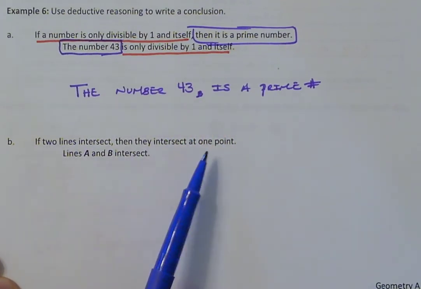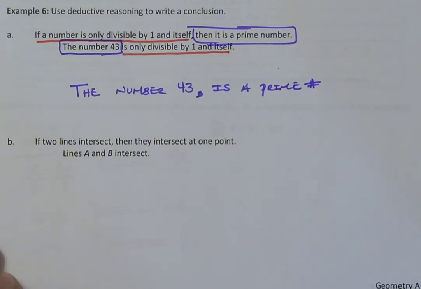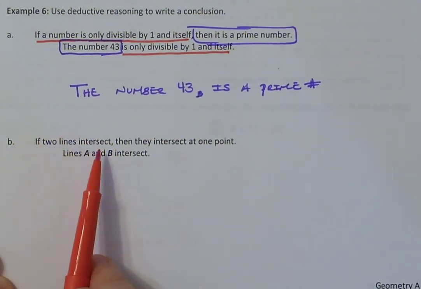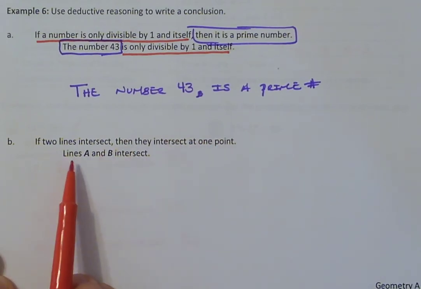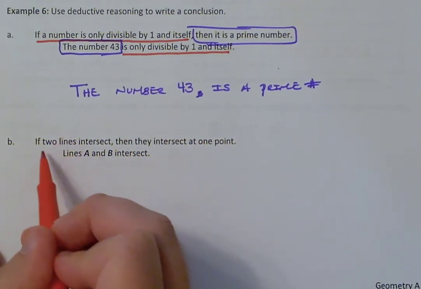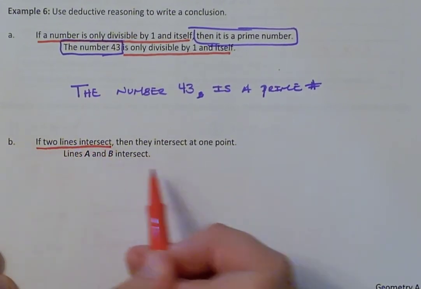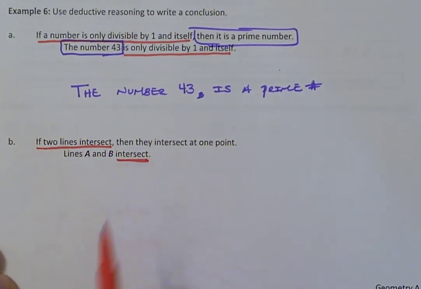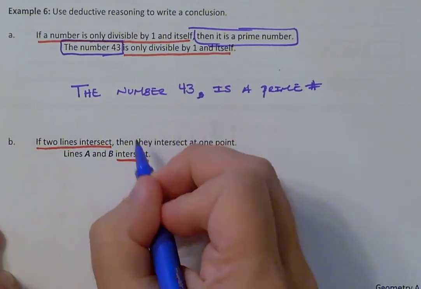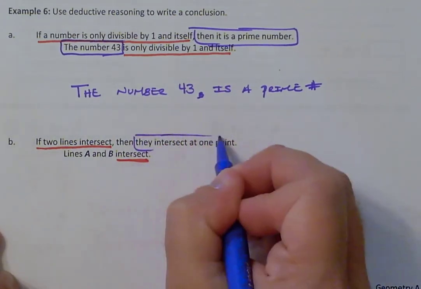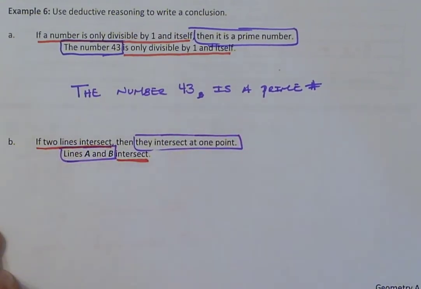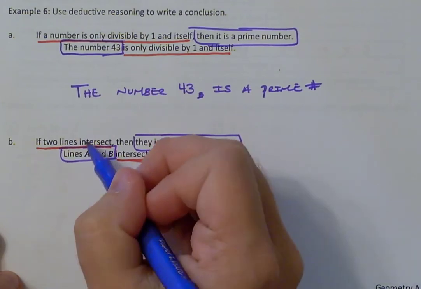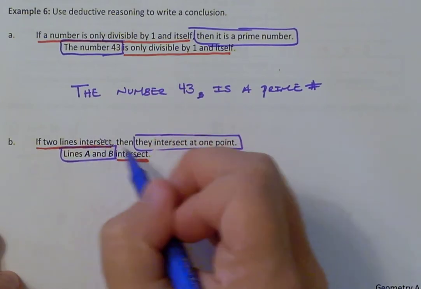All right, if we took a look at B, carrying the same idea. We have, if two lines intersect, then they intersect at one point. And then we have lines A and B intersect. So the common part is if two lines intersect, and lines A and B intersect. The non-common parts are they intersect at one point, and lines A and B. Two lines intersect is common.